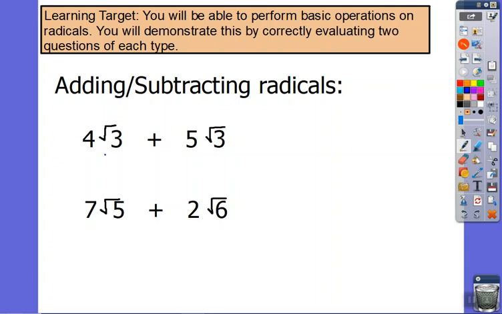So in this case, please notice I've got a square root of 3. I've got a square root of 3. So I'm going to add them together. 4 of these plus 5 of these make 9 of the same thing. So it's 9 square roots of 3.